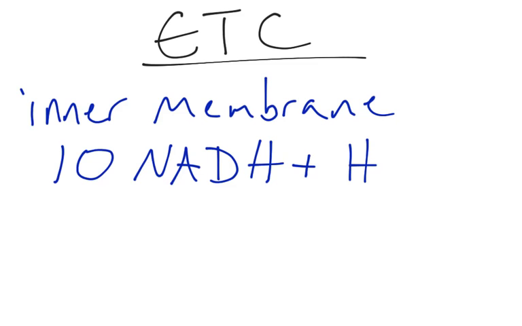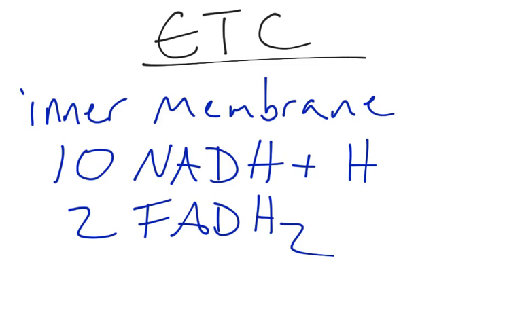Now we're also going to get 2 FADH2s. Those are all going to bring the electrons and hydrogens to the electron transport chain. That was their purpose: to rip the electrons and hydrogens off the molecule and take them to the electron transport chain.